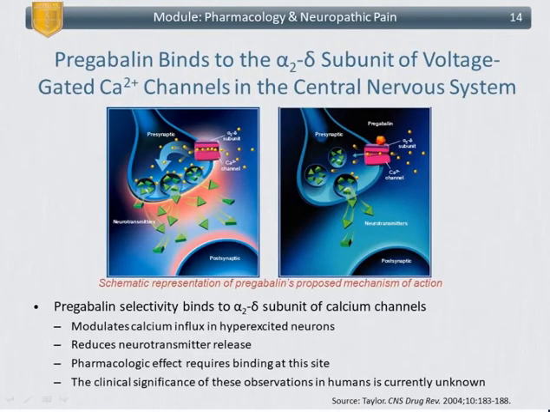So pregabalin binds to the alpha-2 receptor, particularly the delta subunit, and this seems to modulate the calcium influx. When you reduce calcium influx, you reduce neurotransmitter release. If you were to block that binding, then you are blocking the effect of pregabalin, so it seems to be related to its impact, but exactly how all of this translates into pain relief in humans is not really clear.